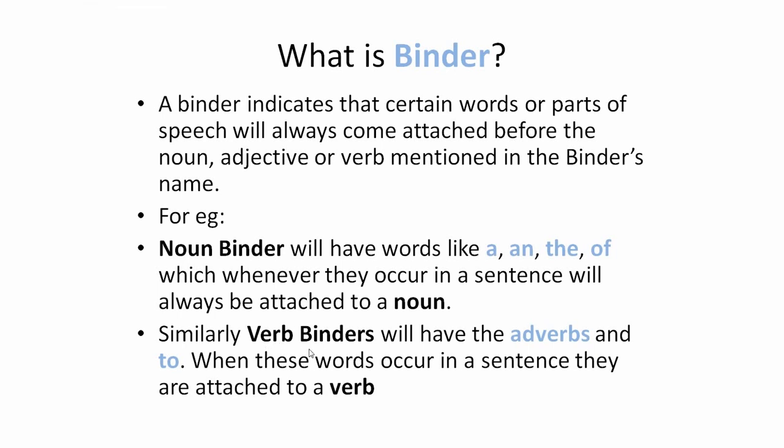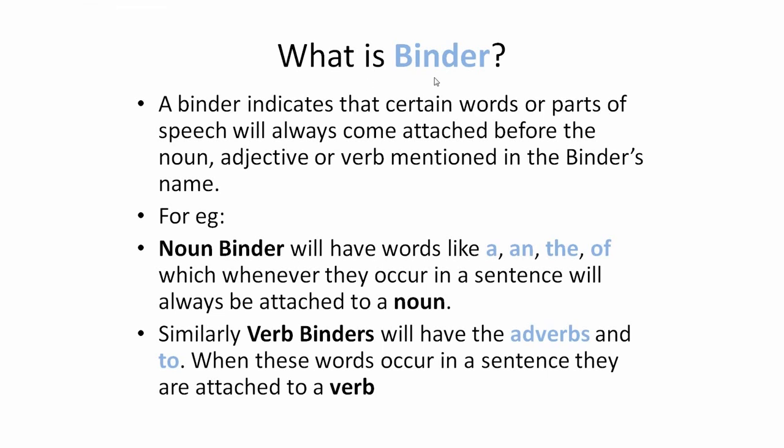Now, similarly with verb binders. For verb binders, we have adverbs and to. So what do we mean by that? Whenever you see the word to, chances are that you will get a verb after that. Therefore, to is a verb binder. If you see an adverb, chances are it is coming with a verb. Therefore, adverb is a verb binder.